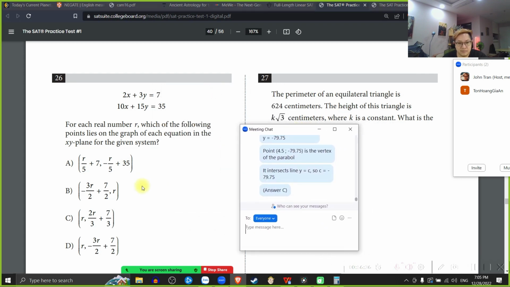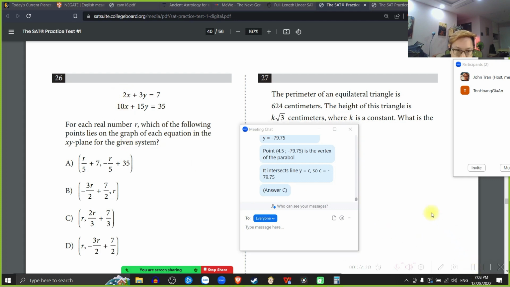Let's do 26 now. For each real number R, meaning it's not an imaginary number, which of the following points lies on the graph of each equation in the xy plane for the given system?